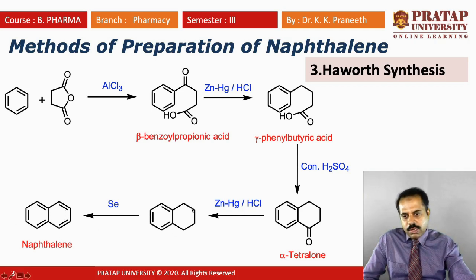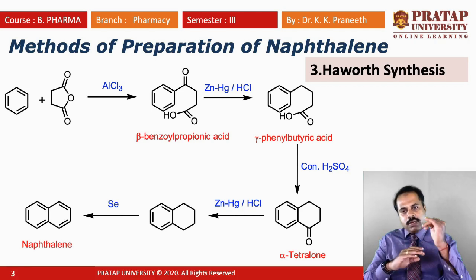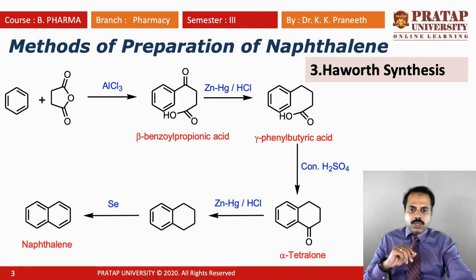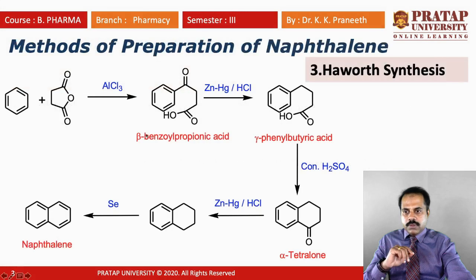So it will remove some hydrogen. So we remove hydrogen, and the double bond will be created automatically, right? So this is how we get the naphthalene. So naphthalene synthesis involves a multi-step process. First step involves formation of beta benzoyl propionic acid, and then next it will form the gamma phenyl butyric acid, then alpha tetralone, and then finally you get the naphthalene. So this is how we can prepare naphthalene from benzene and succinic acid.